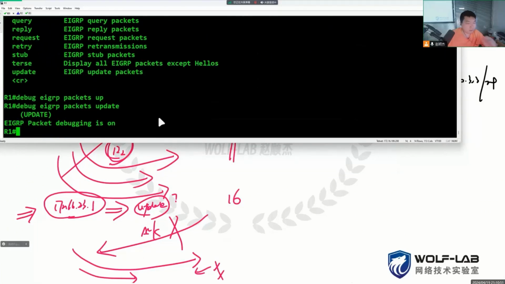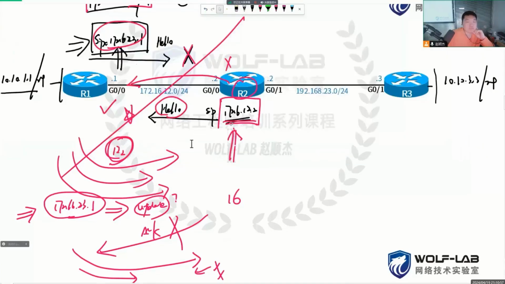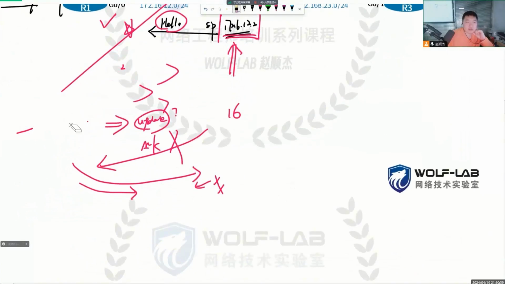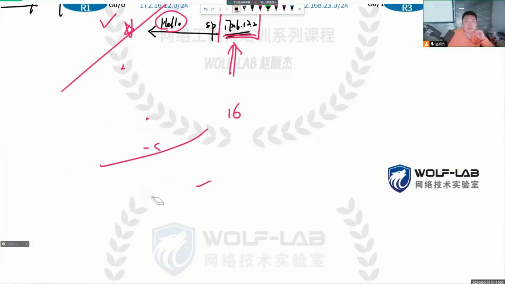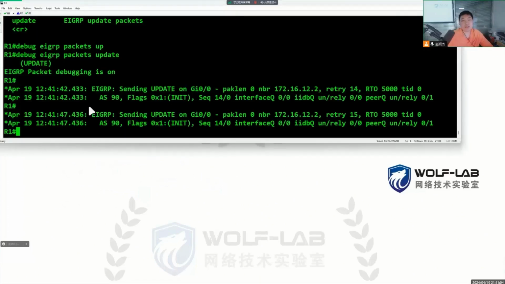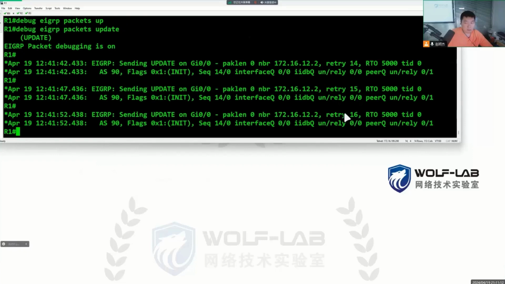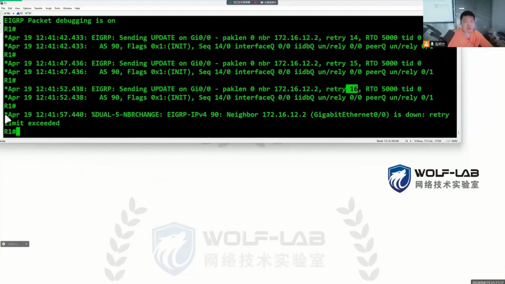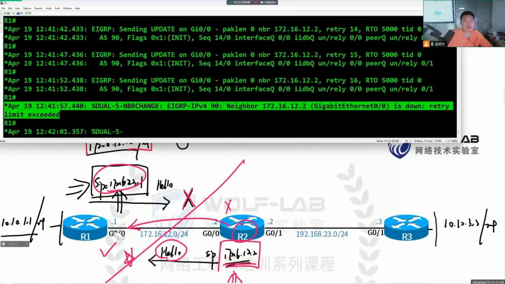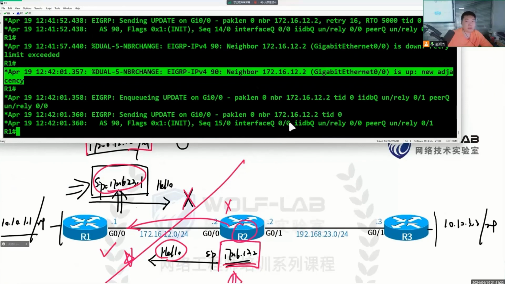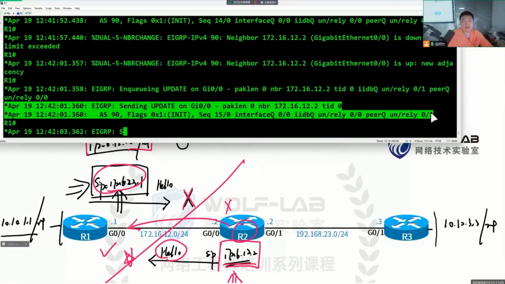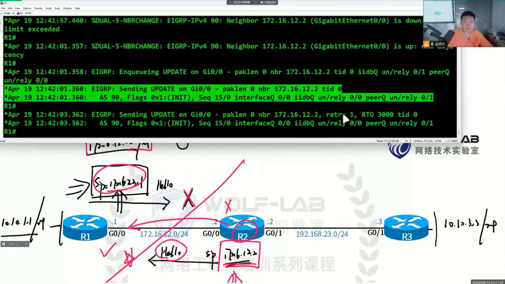It has exceeded our limit of 16 retransmissions, then it disconnects from the neighbor. After disconnecting, it comes up again. After it's up, it disconnects again. We can see this through debug ip eigrp packet, update packets. So R1 will keep sending update packets and waiting for ACK confirmation. After we have sent 16 times and still not received the other party's ACK, we disconnect from the neighbor and reestablish. We wait for it to establish a neighbor relationship again.